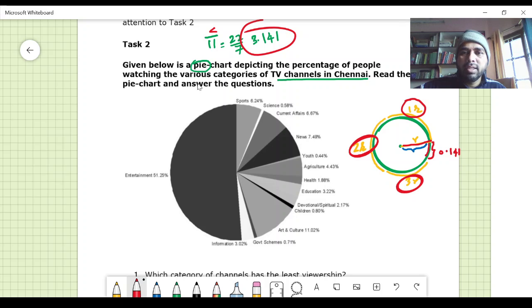So any chart that comes in a circle will be of the order of the pie chart. That is how you call this entire circle a pie chart.